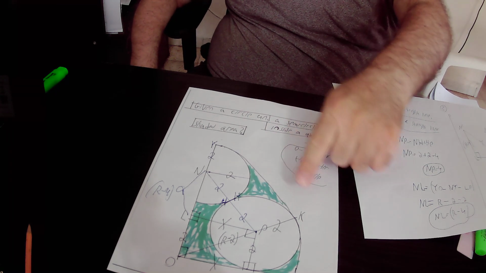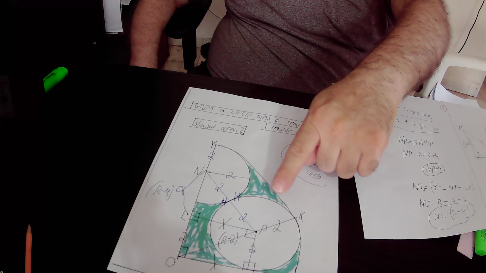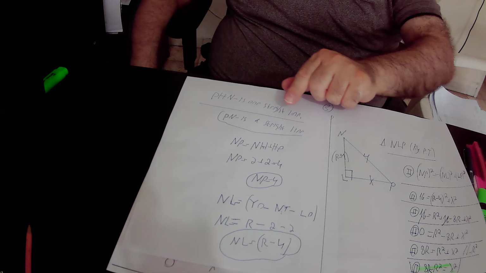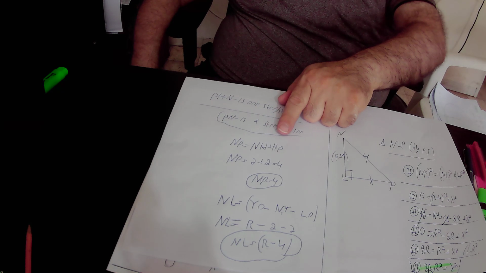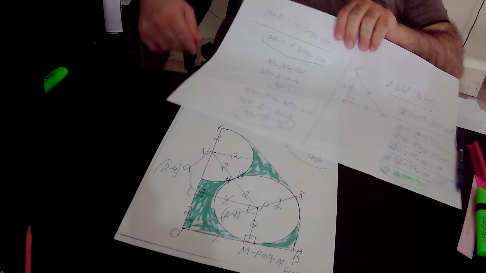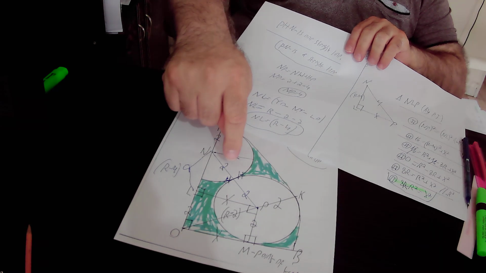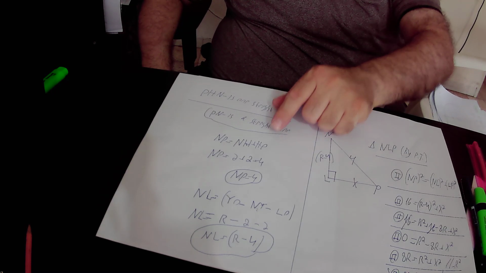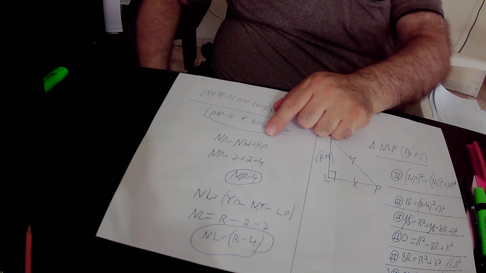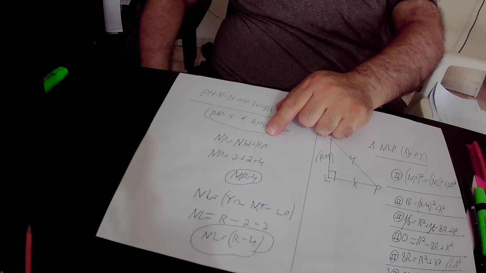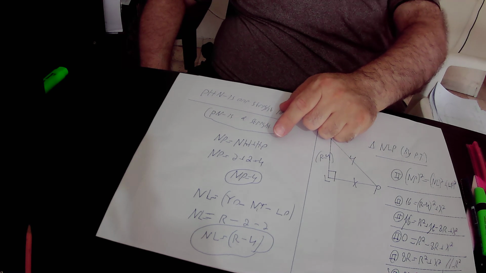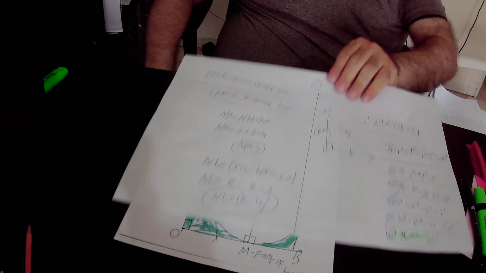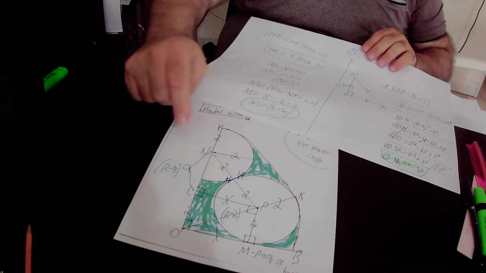And what is the length of PN? PN equals NH plus HP. NH equals 2 units, and HP also equals 2 units. So in conclusion, NP equals NH, that is 2, plus HP, that is also 2. So NP equals 2 plus 2, that is 4. So the hypotenuse NP equals 4 units.